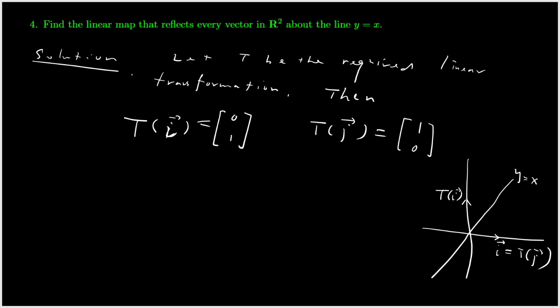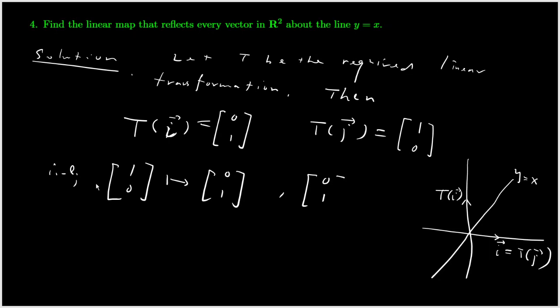Okay, so by that we mean under the linear map T, 1, 0, so that's i, right? 1, 0 goes to 0, 1. 0, 1 is the output for the input of 1, 0. And also 0, 1 is j. j goes to 1, 0. You just do a reflection above the line. I believe you can see what's going on. Now the rest should be simple.